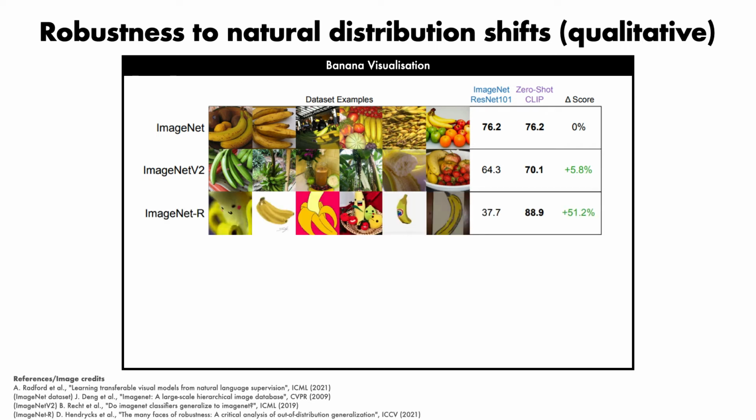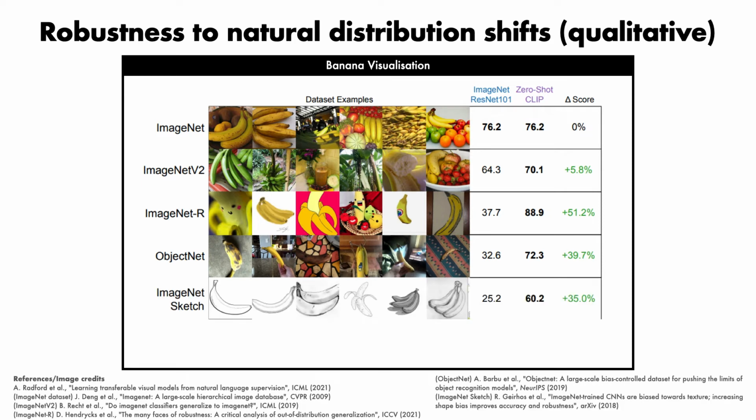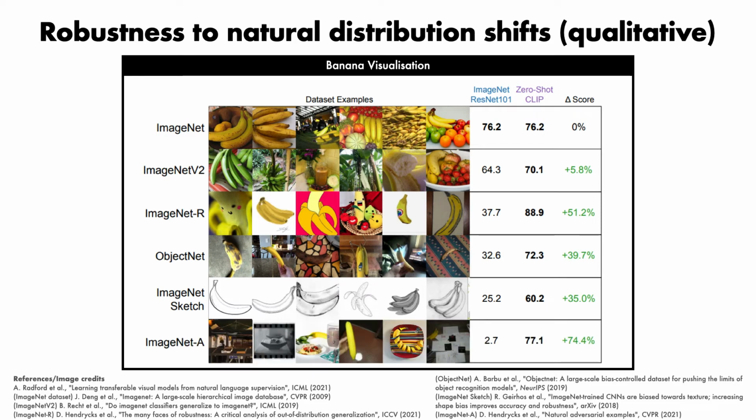On ImageNet renditions, the gap is far more striking. Zero-shot CLIP improves, while ImageNet ResNet 101 suffers badly. Large performance gaps can also be seen on ObjectNet and ImageNet Sketch, and most strikingly on the collection of ImageNet natural adversarial examples, where the performance margin is particularly dramatic.